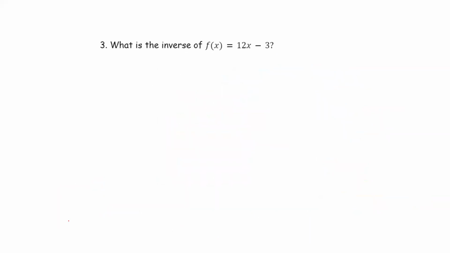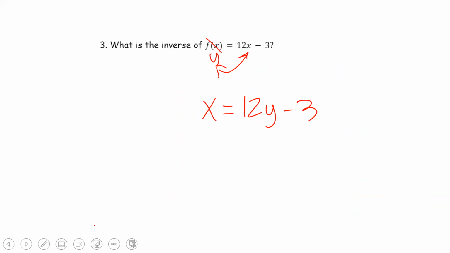Question 3. What is the inverse of f of x equals 12x minus 3? All right, what we're going to do here is make that y. We're going to switch the x and the y out. So we're going to say x equals 12y minus 3. In this problem, you're going to want to solve for y. So we're going to add 3 to both sides. That's going to give you x plus 3.